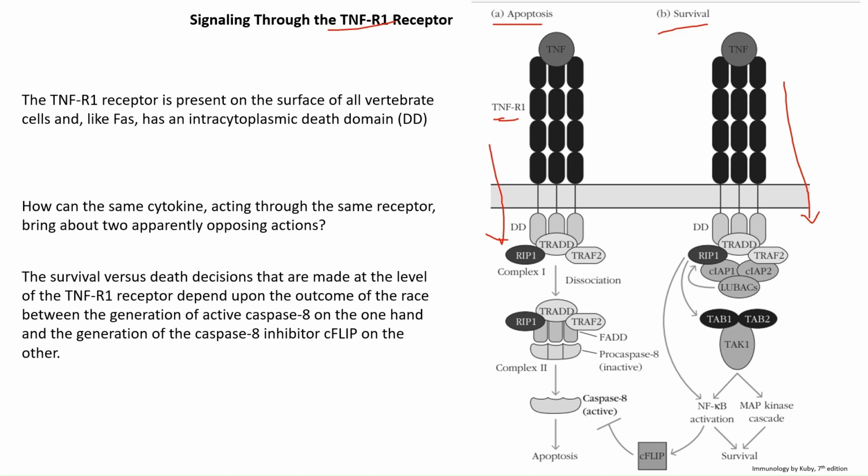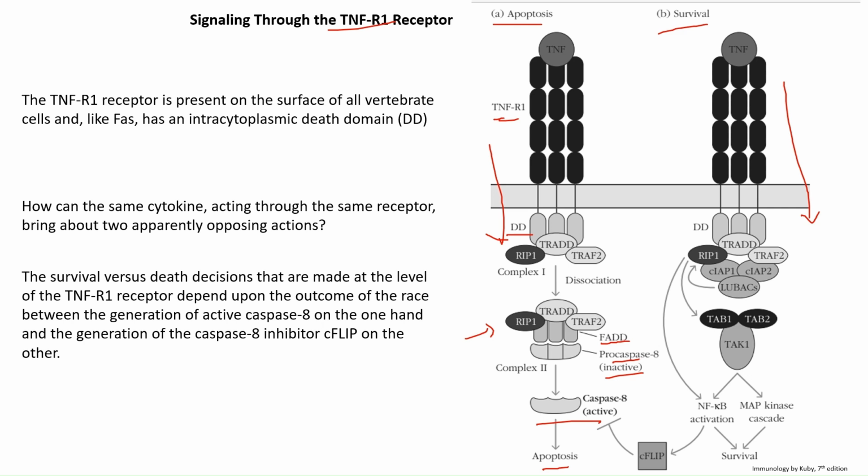Now, TNF-R1 contains DD, that is the intracytoplasmic death domain. To this, TRADD binds. With TRADD, RIP1 and TRAF2 bind. This complex gets dissociated from the cytoplasmic domain and gets released in the cytoplasm. Once released in the cytoplasm, it will bind to FADD and procaspase 8 and will activate procaspase 8 into caspase 8. Now this activated caspase 8 will lead to apoptosis.